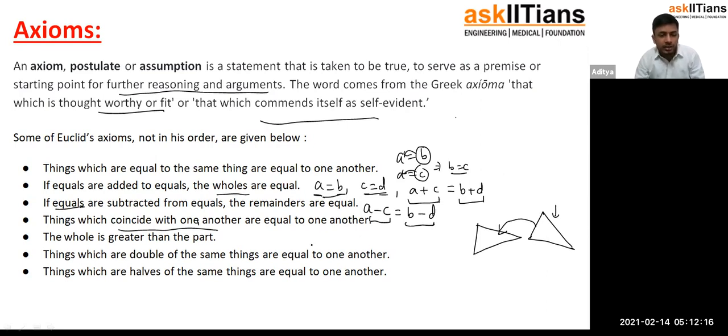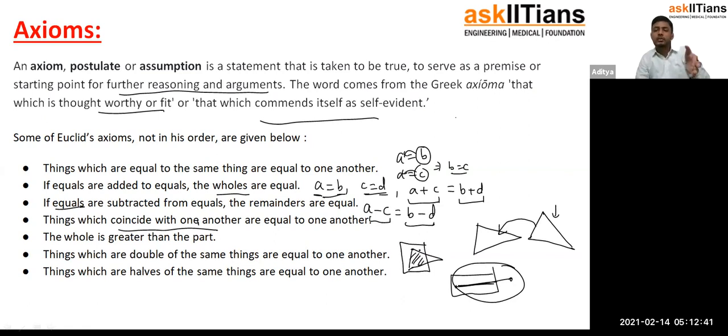The whole is greater than the part, of course. If there is a line, this is the whole line. If you take any part of it, this whole line is greater than the small part which we have taken. That is the most obvious thing. If you take any triangle, let's say, and you take any part of this triangle, the area of this part will be less than the area of the whole triangle. So these are very basic things that we should be aware of.